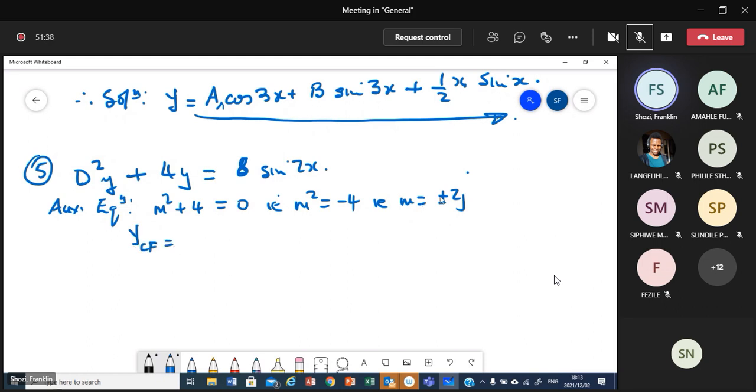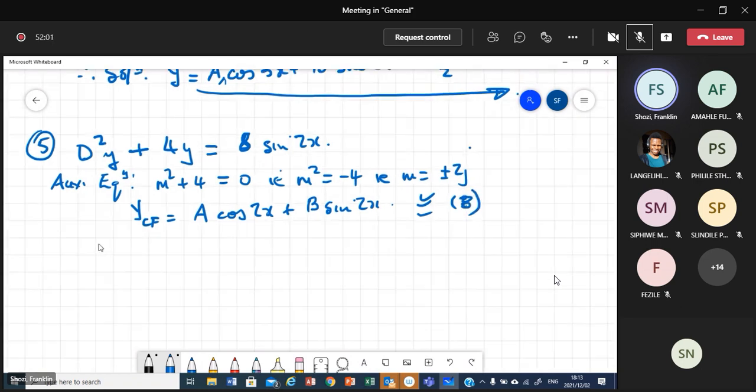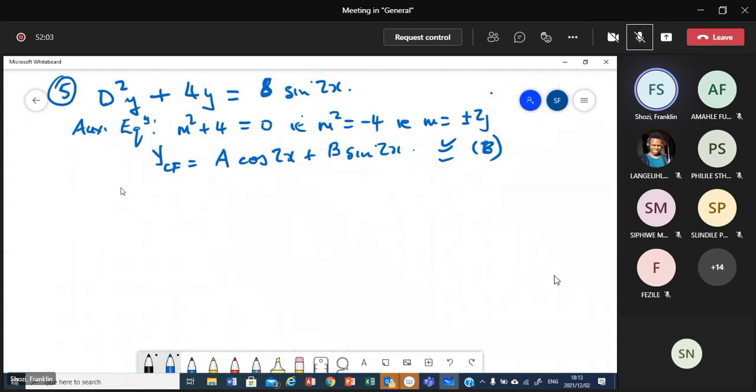Therefore, what is that YCF? YCF is alpha, it's not there. So it's going to be A, I skip the e to the power 0x there, A cos 2x plus B sine 2x. That is your 3 marks, in case you are not writing a multiple choice question. Then your particular integral. Particular integral, you write that equation as it is and make y the subject of the formula.